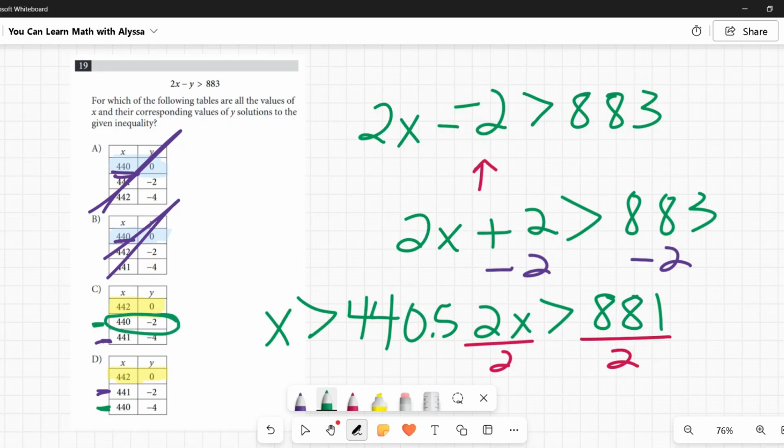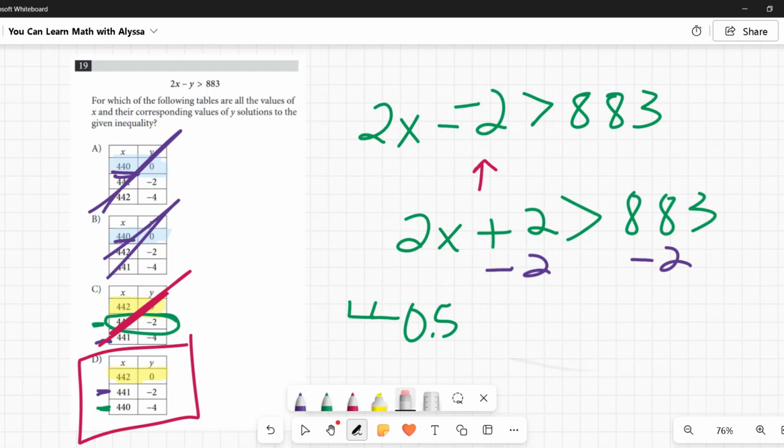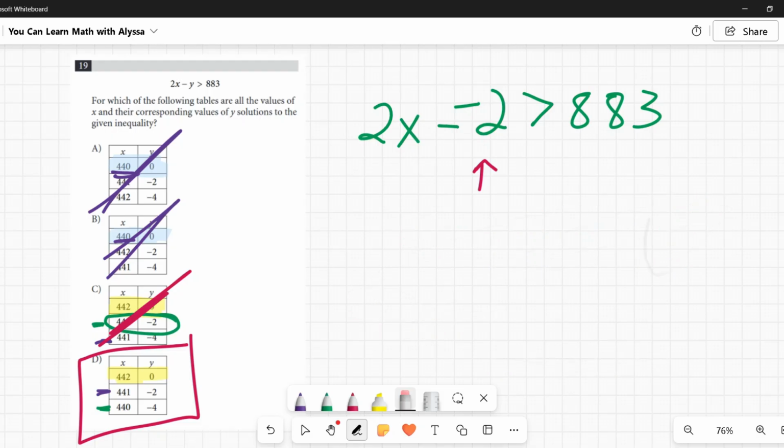This one is not true. That just says 440. Nope, that can't be it. That one is out as well. And D must be my answer. Something else in this particular case, this is just a side note. The method I've just shown you will work for any of these like this.